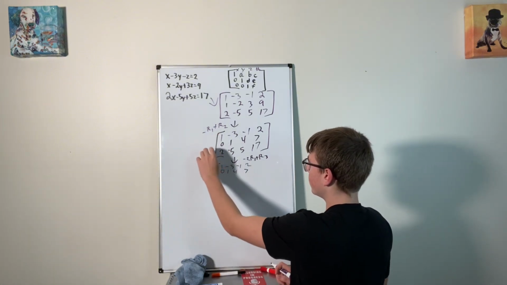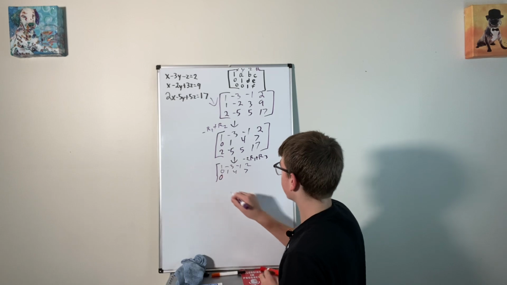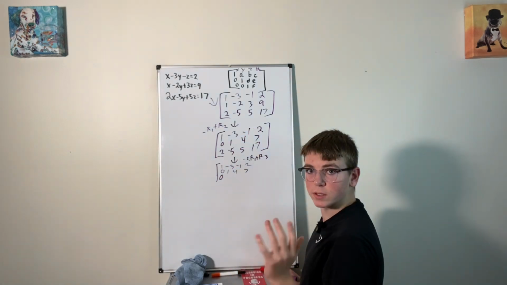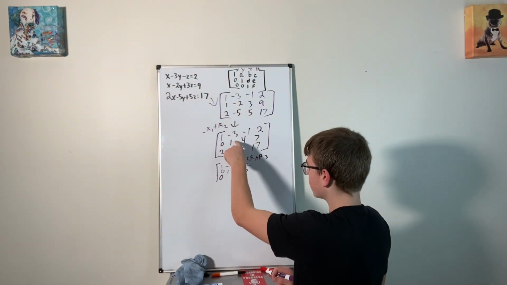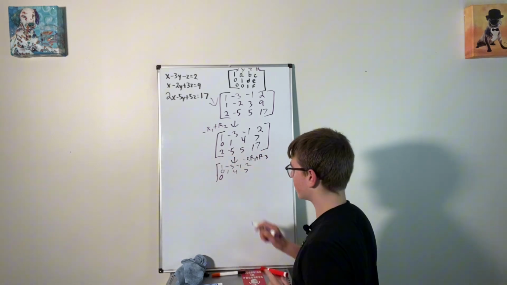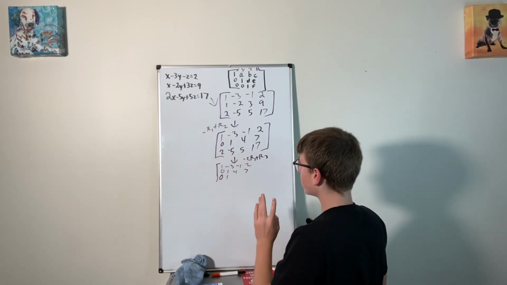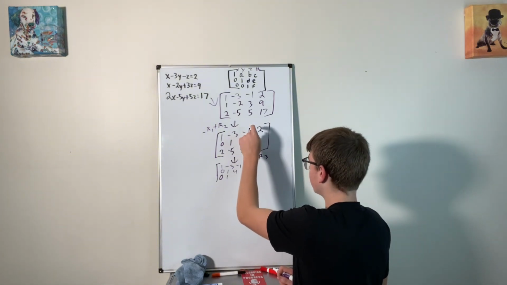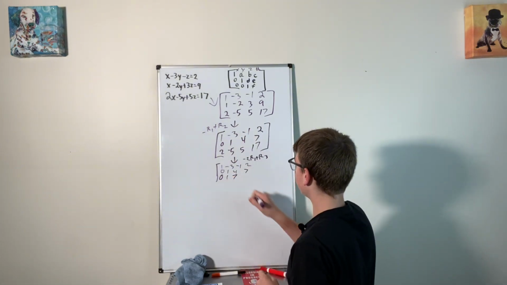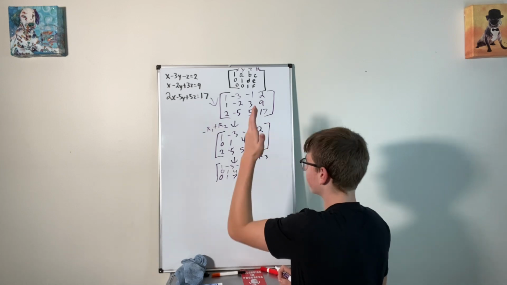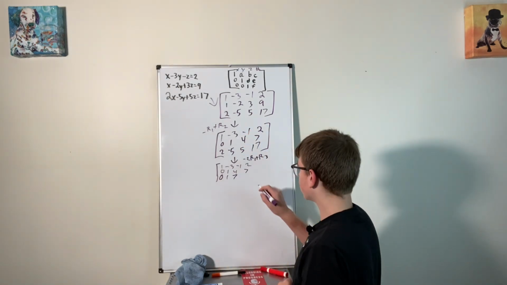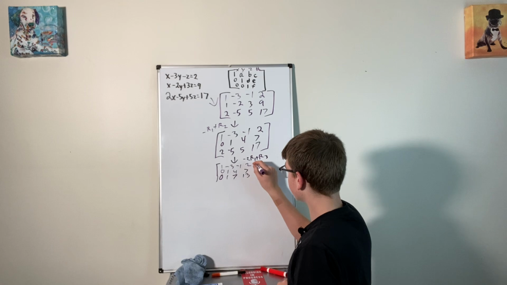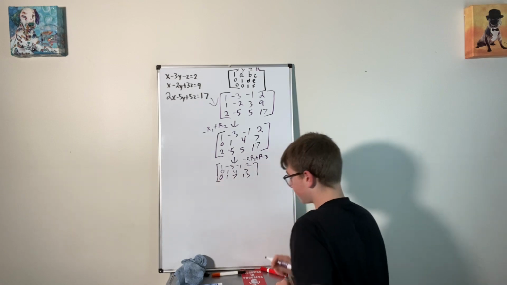So this will be -2 plus 2 would be 0. -2 times -3 is 6, plus negative 5. So 6 minus 5 is 1. Then there'd be negative 1 times negative 2 is 2, plus 5 is 7. And 2 times negative 2 is negative 4, plus 17 would be 13. So this would be our new thing.